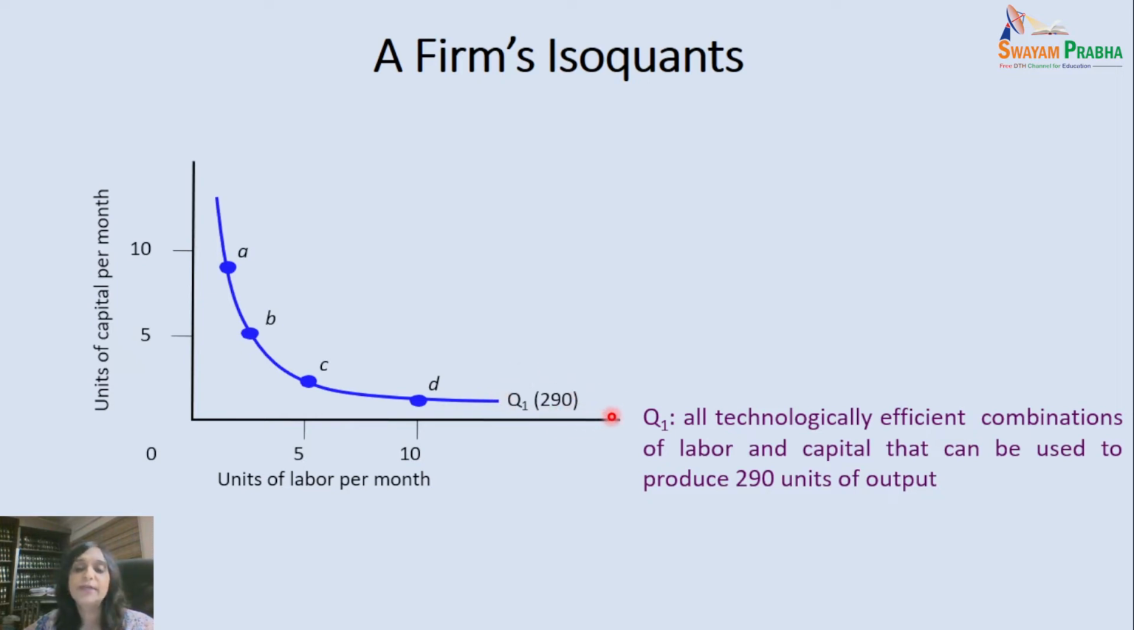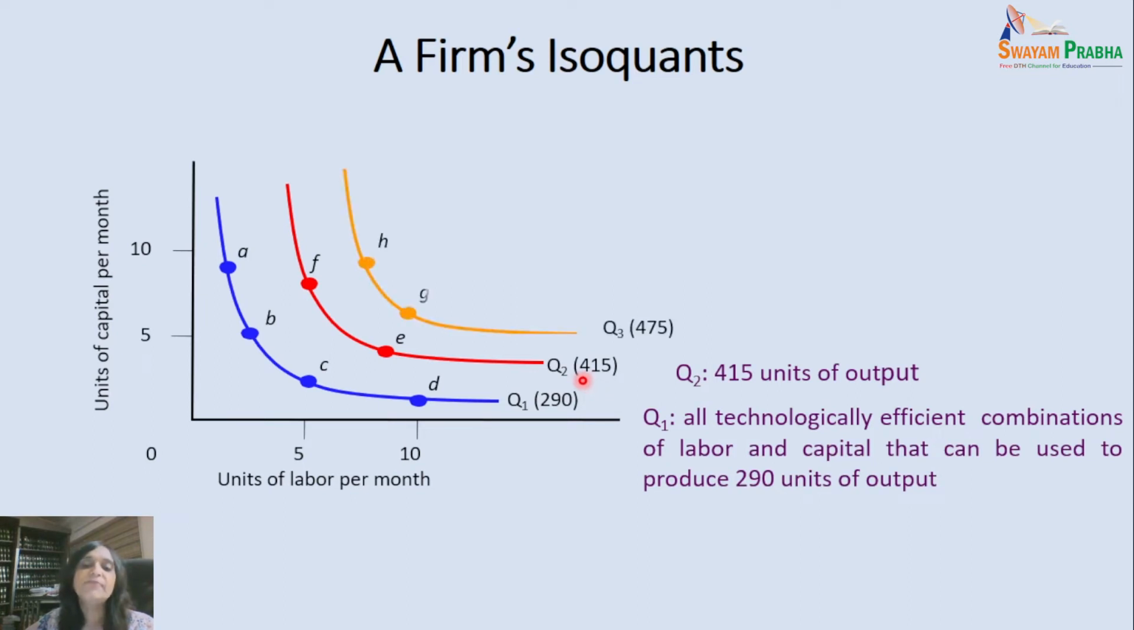output, 290. Another isoquant Q2 is representing a higher level of output, but F and E, even though they have a different combination of labor and capital, are producing the same level of output. Similarly, we can have another isoquant which is giving you another level of output. Even though H and G will have different amounts of capital and labor, the output that they are going to produce will remain the same.